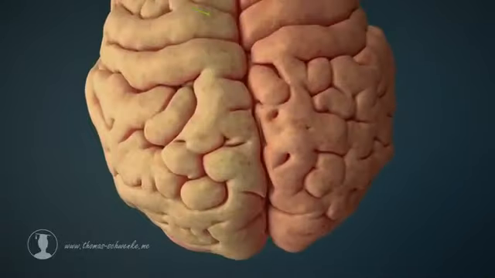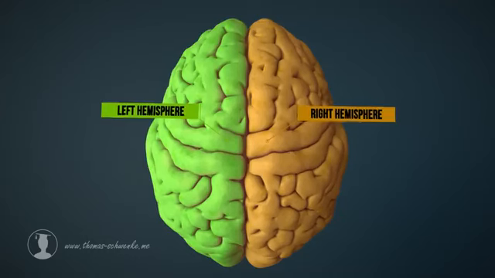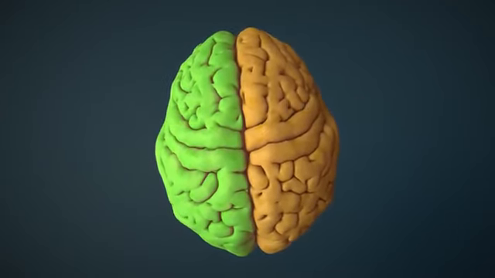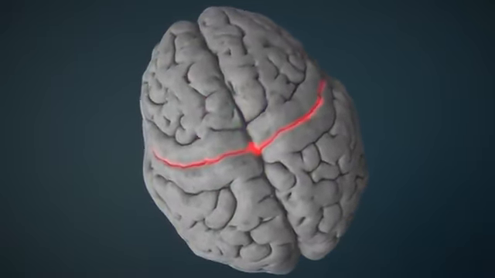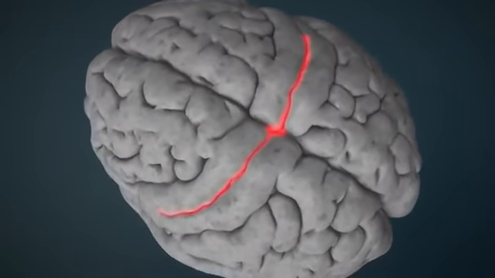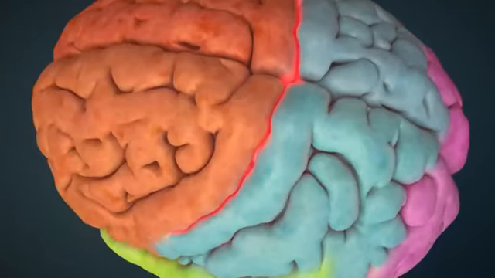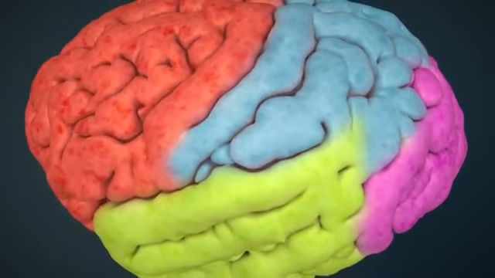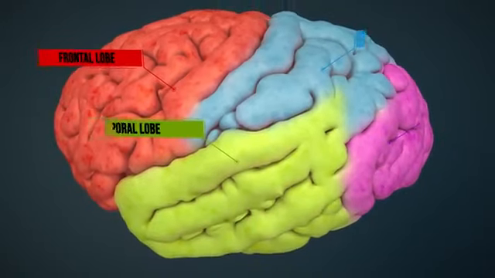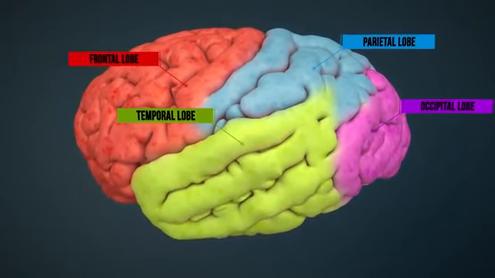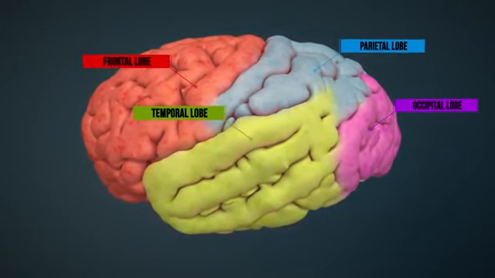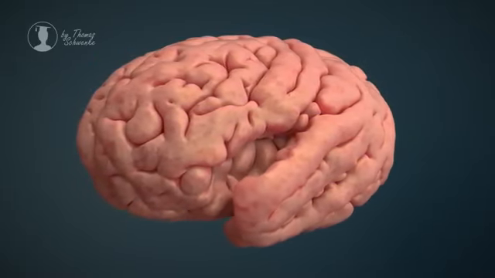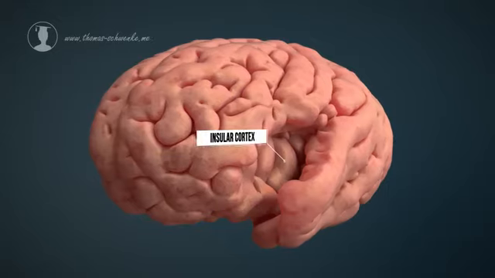Like the cerebellum, the cerebrum has a left and a right hemisphere. Both hemispheres are divided into areas. The central sulcus, which appears red here, separates the frontal lobe from the parietal lobe. There is also a temporal lobe and an occipital lobe. The insular cortex can be found under the frontal, parietal, and temporal lobes.